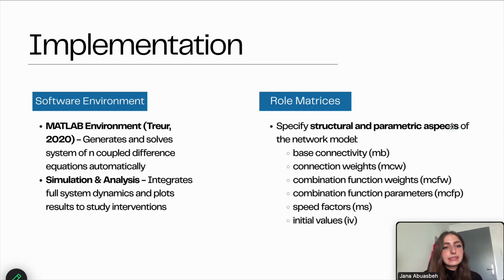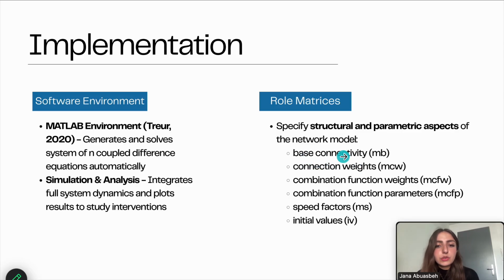So how is this implemented? We use the software environment developed by Professor Treur. This environment can automatically generate and solve the system of n, in my case 25 or 26, coupled difference equations. The entire model specification, so the network characteristics, meaning the connectivity characteristics, the aggregation characteristics, and the timing characteristics, are all defined through role matrices.